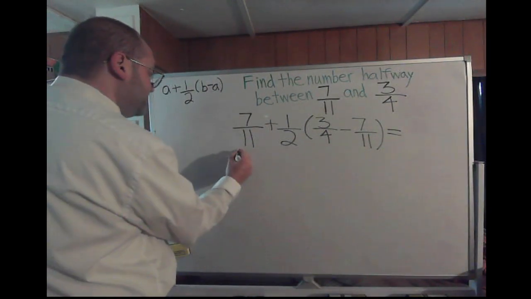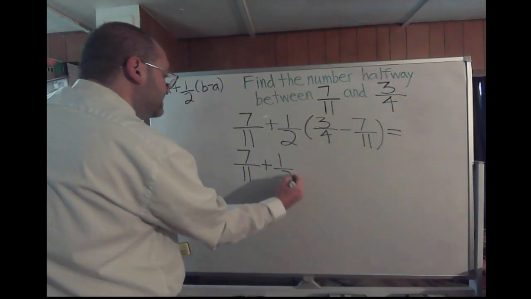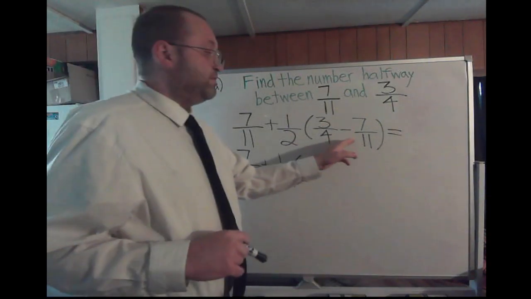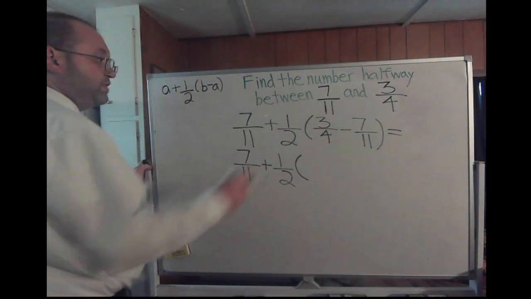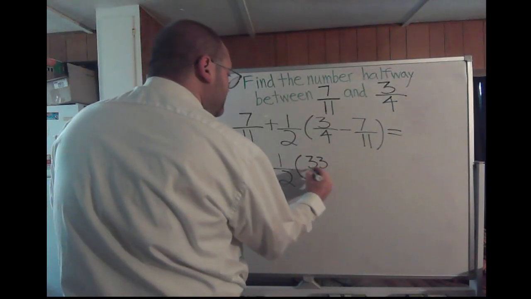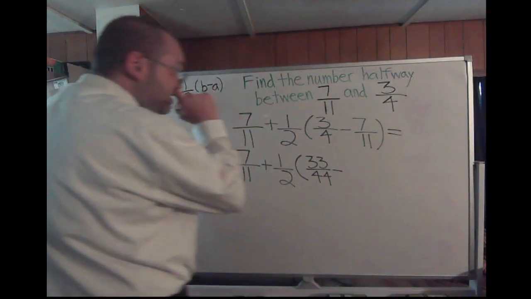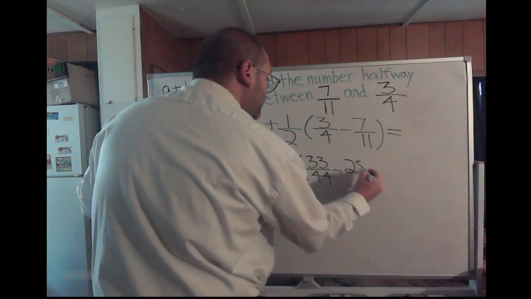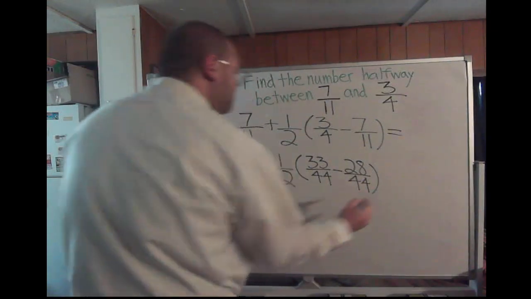Now we'll go ahead and work inside the parentheses. You'll still have 7/11 plus 1/2 on the outside. Then in the parentheses, the least common denominator of 4 and 11 is going to be 44, right? So that means we got to multiply the first fraction by 11 in both the numerator and denominator. You would get 33/44 minus, then you'd have to multiply the 7 and 11 by 4, so you'd have that minus 28/44. So there's what's going on in the parentheses.